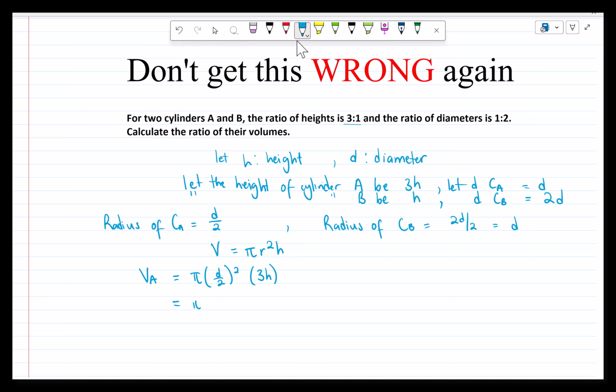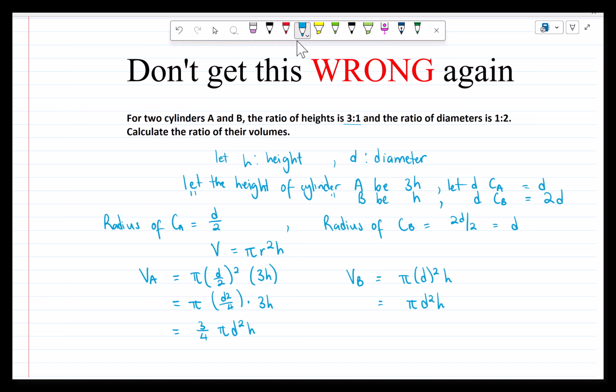And by so doing, we get pi times d squared over 4, multiplying 3h, and this gives us 3/4 pi d²h. And then the volume of cylinder B, which is VB, is equal to pi d² multiplied by h, and this is just pi d²h.